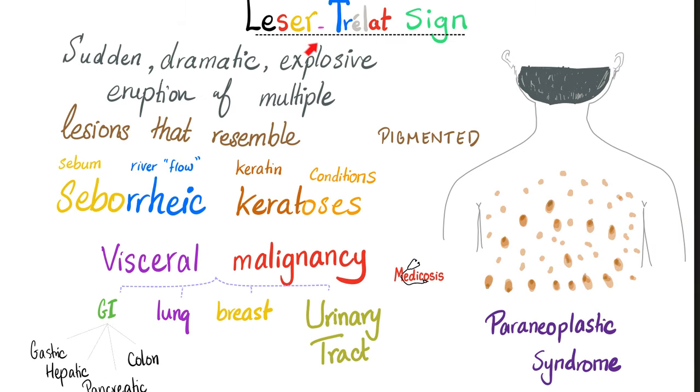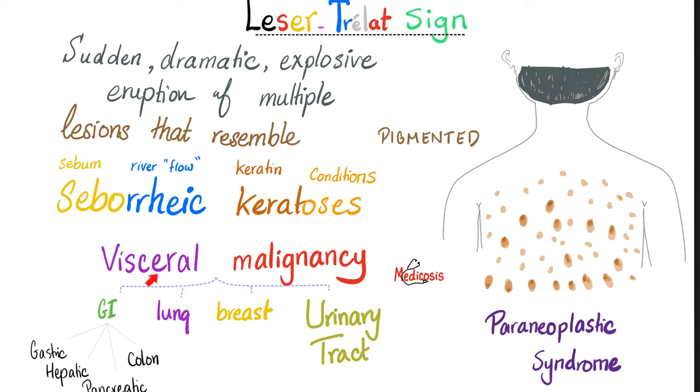No pun intended. What is this Leser-Trélat sign? This is the sudden, dramatic, explosive eruption of multiple lesions that resemble seborrheic keratoses. What does seborrhea mean? It's from sebum, that oily secretion, the sebaceous glands. What does rrhea mean? Rio de Janeiro, river, flow. Oh, a flow of sebum. And the lesion is made of keratin. Oh, that's nice. Not if you are the patient. And this sudden, dramatic, explosive eruption of multiple seborrheic keratoses is Leser-Trélat sign. What does that mean? It could mean that your patient is having a visceral malignancy.